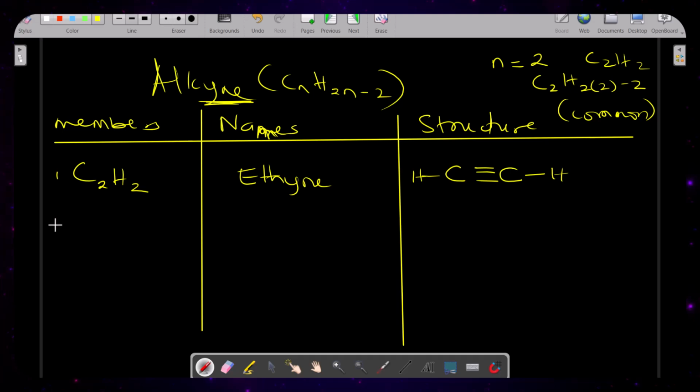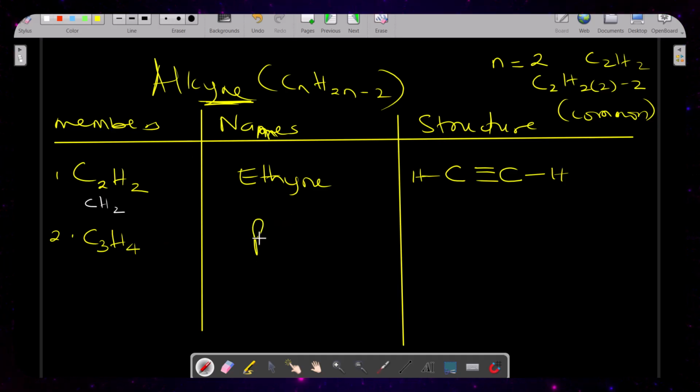Then the next member is going to be what now? Using your methylene group, I'm going to add CH2 to get my next member. So if I add, this is going to give me C3H4. This is called propyne. I hope you know why it's called propyne: prop because it has 3 carbon atoms. That's why it's called propyne.